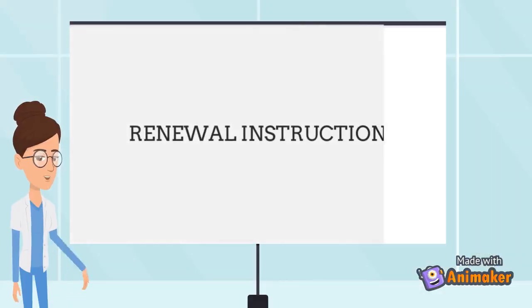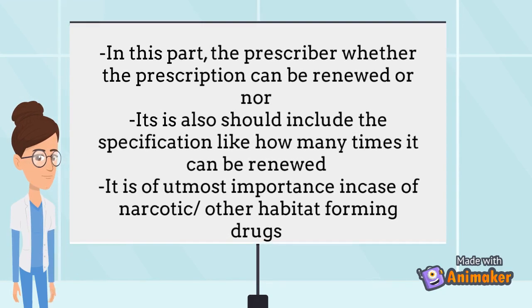The eighth part of the prescription is the renewal instruction. In this part, the prescriber checks whether the prescription can be renewed or not. It should also include specifications like how many times it can be renewed. It is of utmost importance in the case of narcotic and other habit-forming drugs.